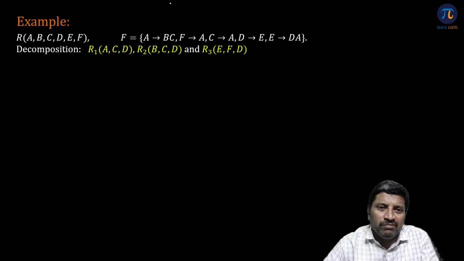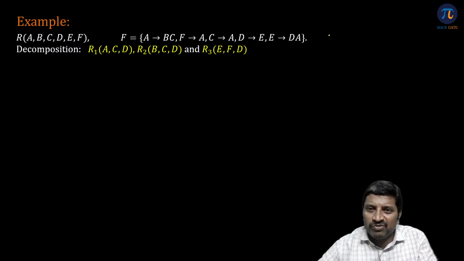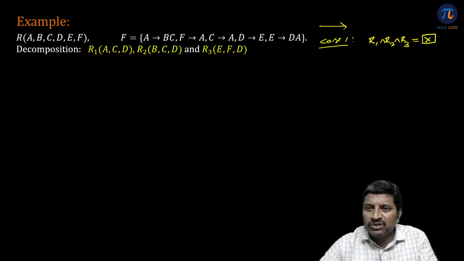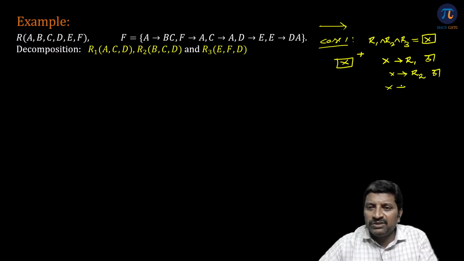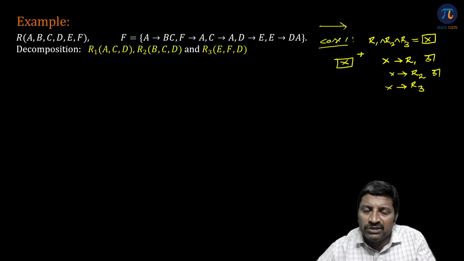Now we have three tables. Whenever we have three tables, what should I do? First, let me give the procedure here, sir. The first case: suppose all the three have a common attribute. Suppose this is X. Then continue the closure and verify whether X implies R1, or X implies R2, or X implies R3.